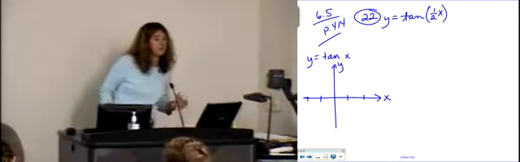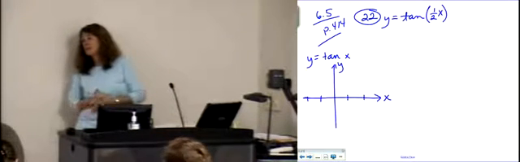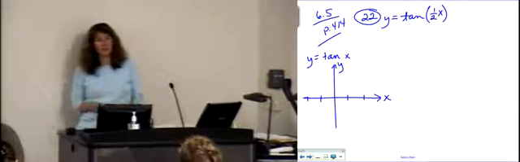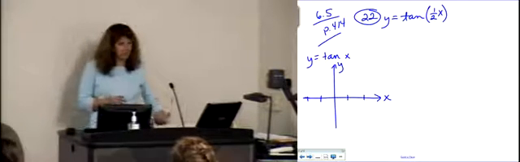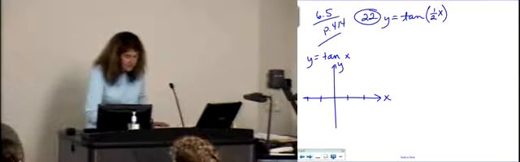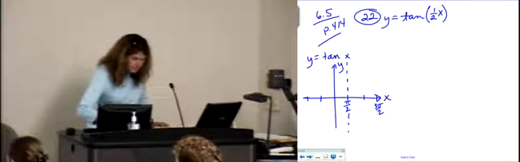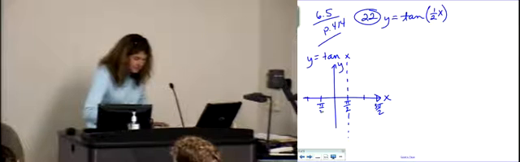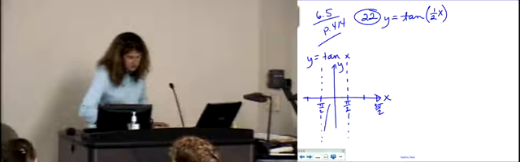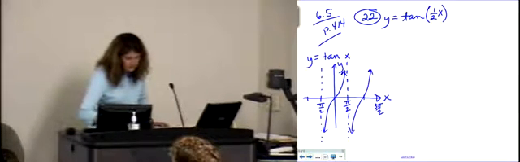Remember, tangent x was undefined where cosine is equal to 0 because it is sine over cosine. We said cosine is equal to 0 at the odd multiples of pi halves, right? So at pi halves, 3/2 pi, that's where it's going to be undefined, and at negative pi halves. This is our basic tangent graph. I'm just putting it back up here for demonstration, okay? To get our overall shape.